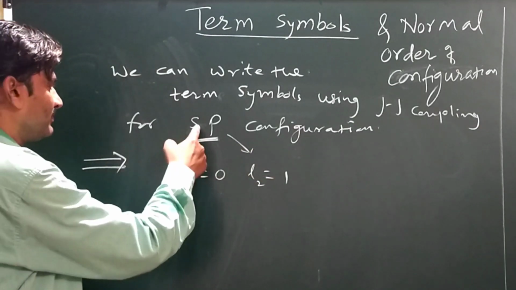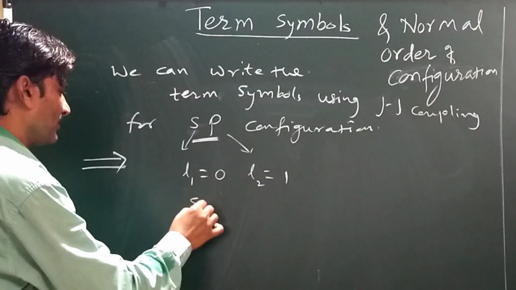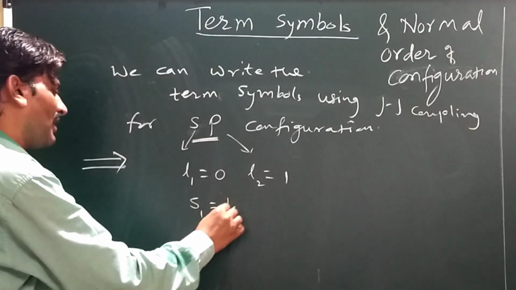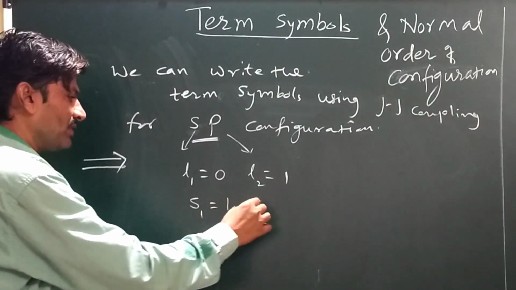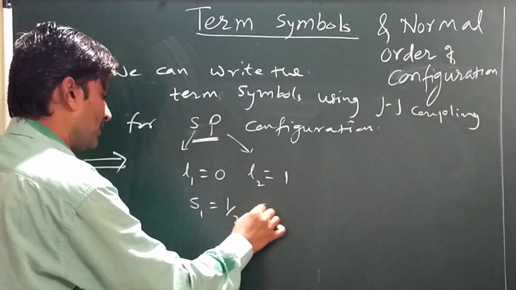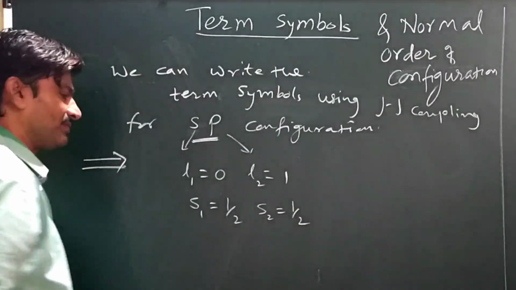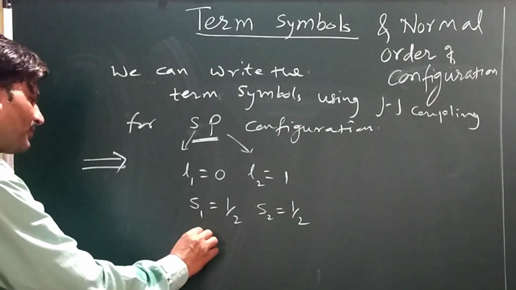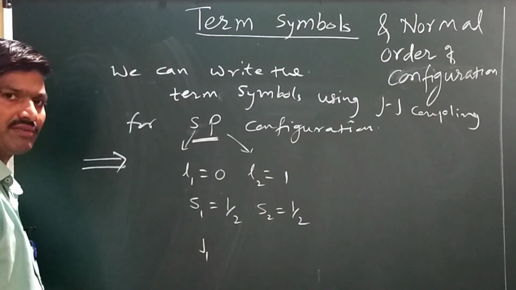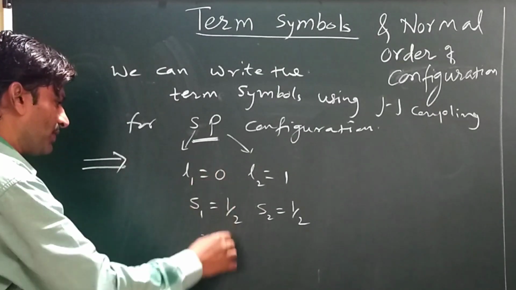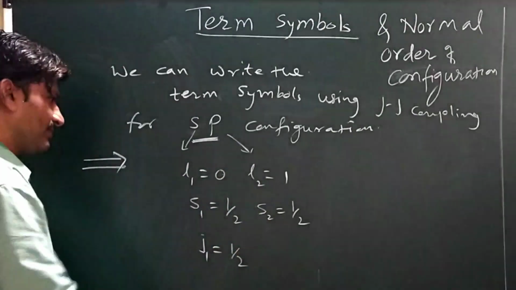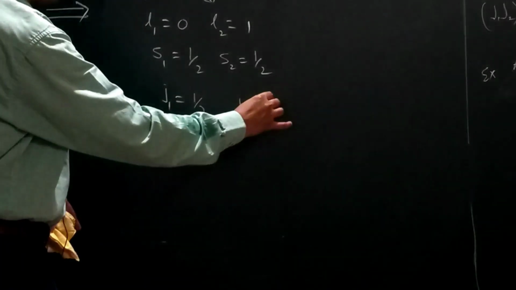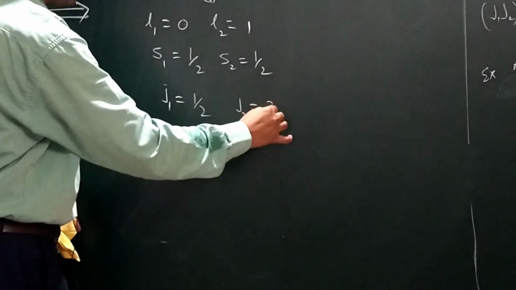Now next is spin S1. We know that the spin quantum number is always half. The other value S2 is also half. Now from L1 and S1 we get J1. So what will be J1? J1 will be 0 plus half, that is half, and L2 and S2 give J2, which is equal to half plus 1, that is 3 by 2.